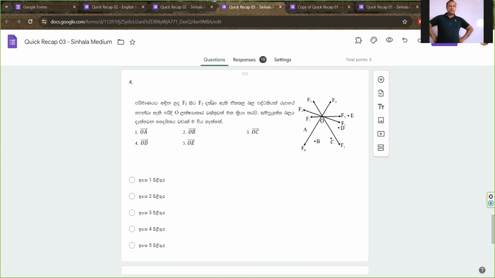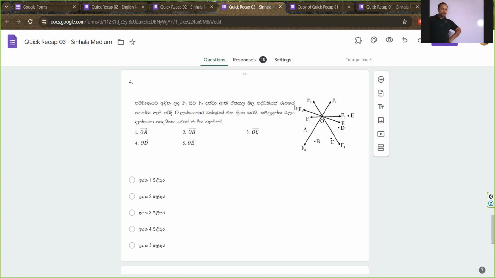Look at this one. According to the given question, those forces are drawn according to their magnitude and direction. Therefore, the lines mentioned in this figure represent a vector in magnitude and direction. So their lengths correspond to the magnitude of force.